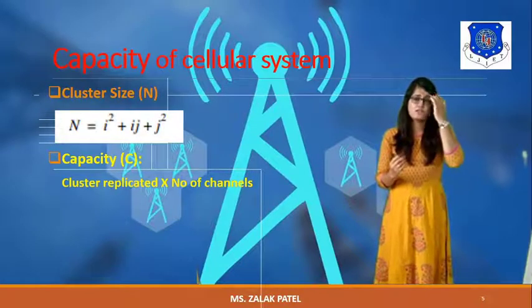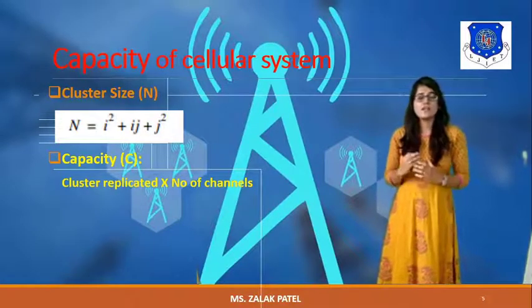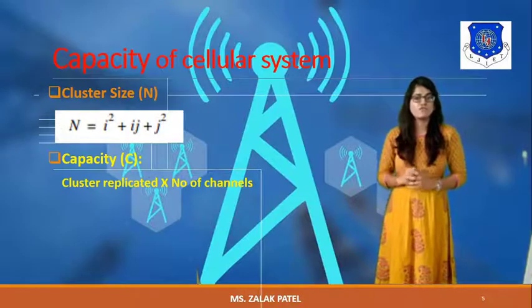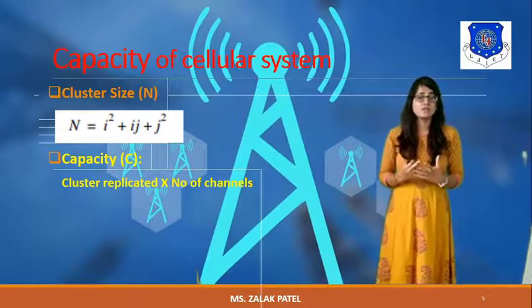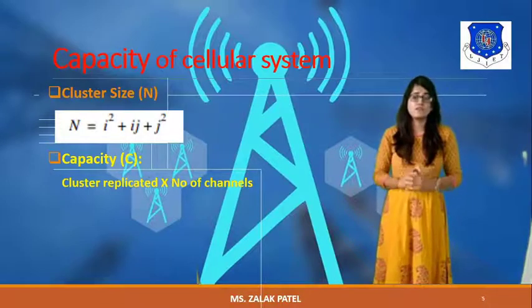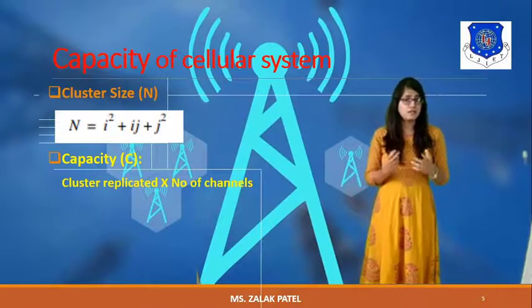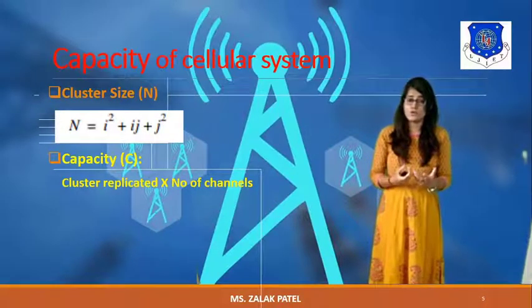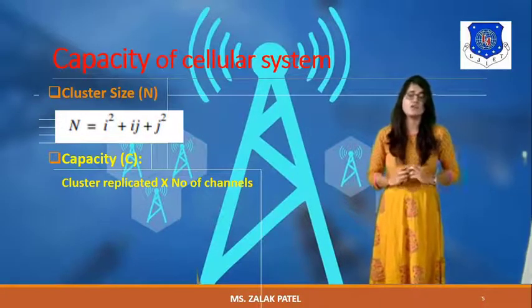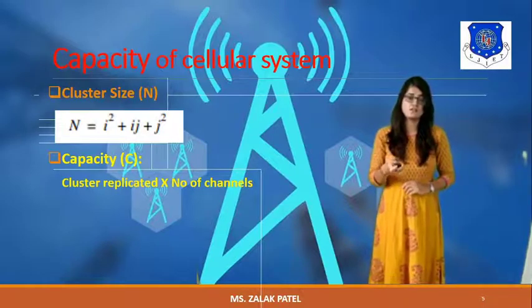If we take an example where one cell uses 4 channels and there are a total of 30 cells, then we can say that 30 into 4, which means 120 channels, are needed. That is nothing but the cellular cell capacity. So the cellular cell capacity answer is always in terms of channels.